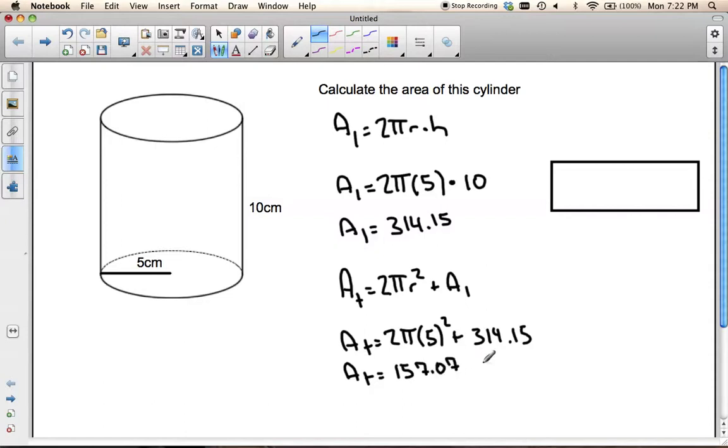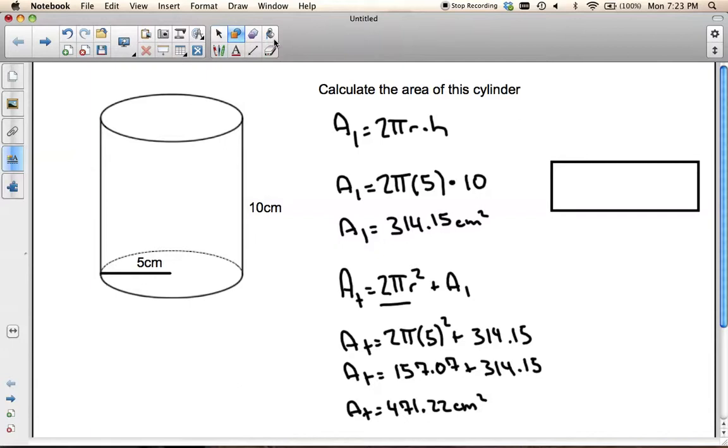So total area is equal to 157.07 plus our lateral area, which is 314.15, which in the end gives us 471.22 centimeters squared, which I also forgot to put up here, and I give you guys enough grief for forgetting to do that. I do it to really remember it's important. So what we figured out with this 2 pi r squared right here is our two circles that make up our cylinder.